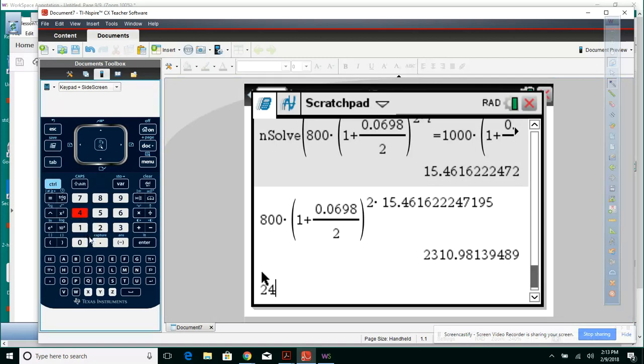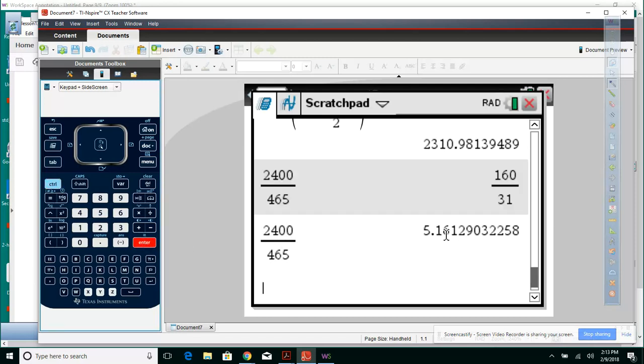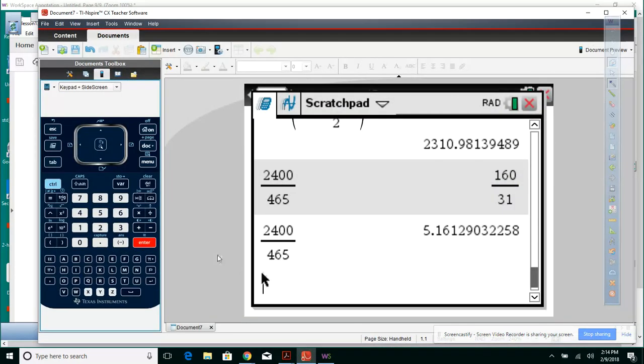So let's take $2,400, and we're going to divide by $465 and control enter. 5.1612. So we got 5.1612 equals E to the 0.031 T. All right. So let's see here.